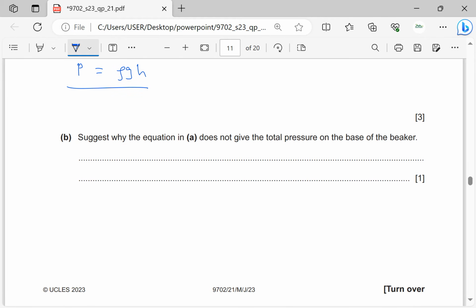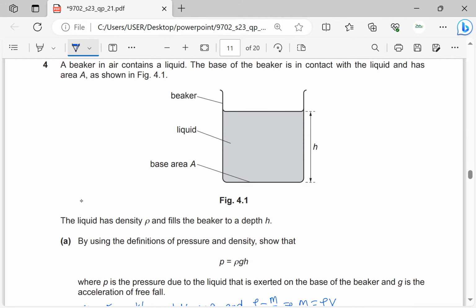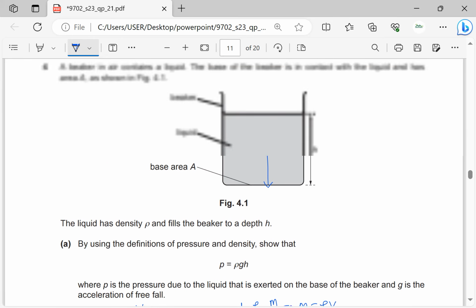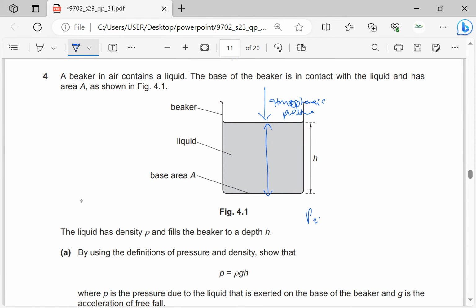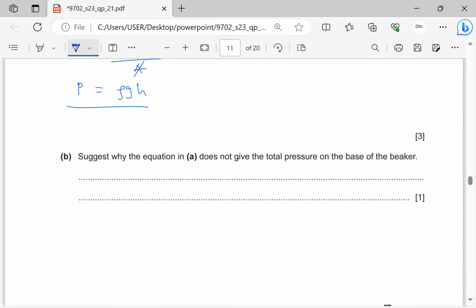Suggest why the equation in A does not give the total pressure on the base of the beaker. So the total pressure on the base of the beaker must be the pressure due to this height plus atmospheric pressure, because there is pressure from the air. So total pressure is going to be pressure due to the atmosphere plus pressure due to the height h, which is density times g times h.